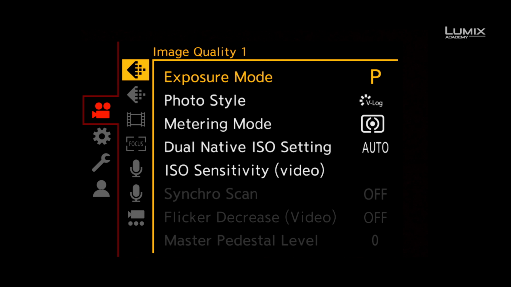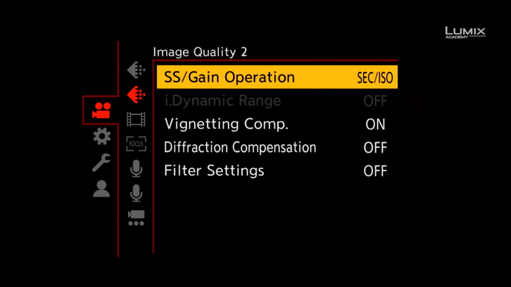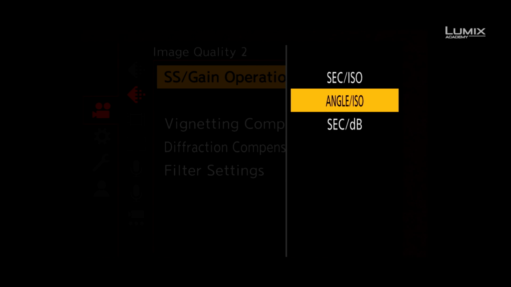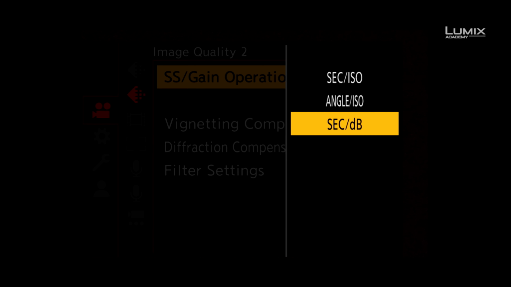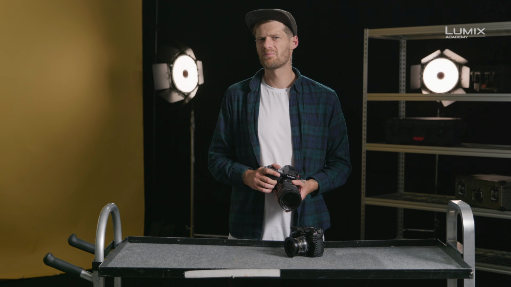To activate this shutter angle in the S1H, simply go to the Image Quality 2 submenu on the Video Options and select Angle ISO. There is also an option to show ISO as gain values.